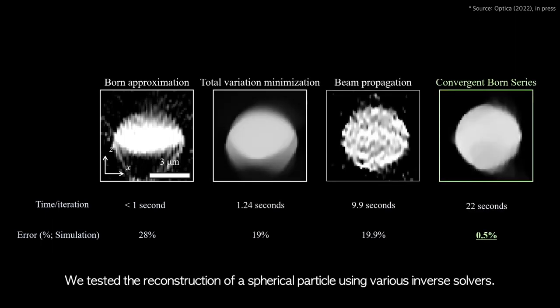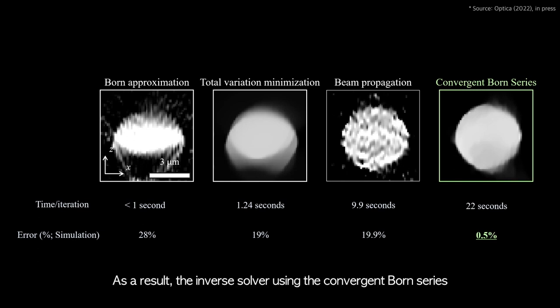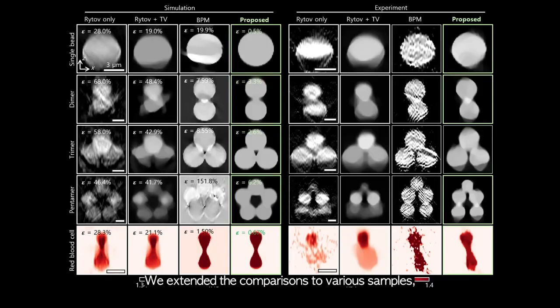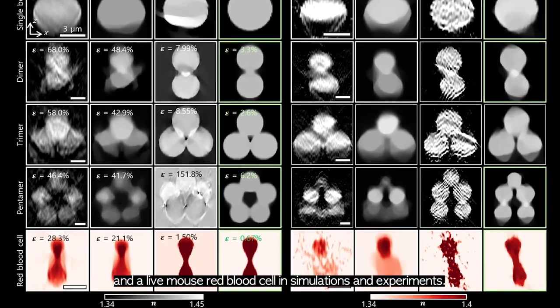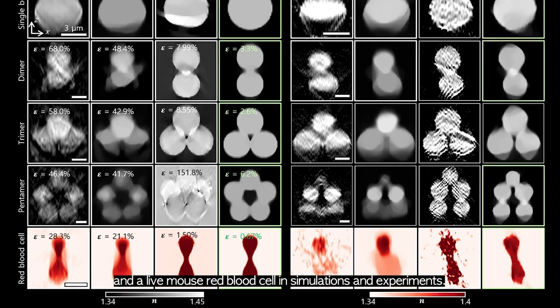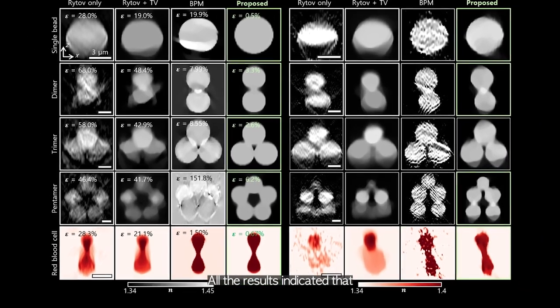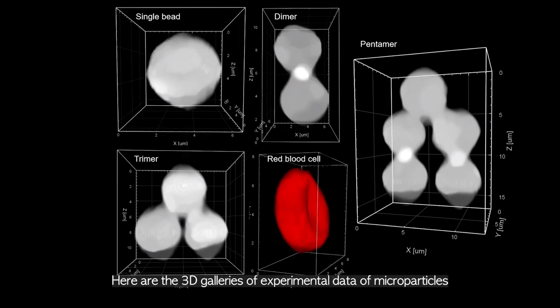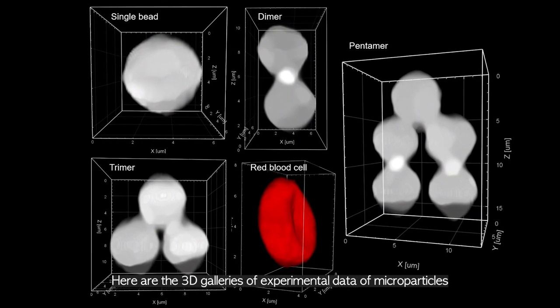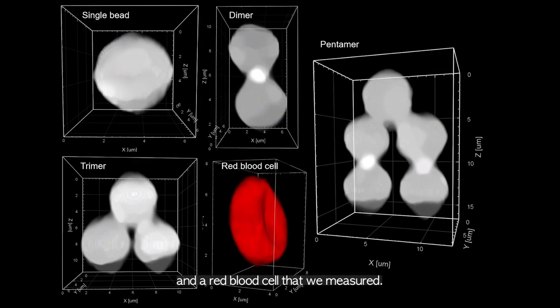We tested the reconstruction of a spherical particle using various inverse solvers. As a result, the inverse solver using the Convergent Born series provided significantly improved reconstruction performance at the expense of affordably longer computation time. We extended the comparisons to variable samples, including multiple colloid microparticles and a live mouse red blood cell in simulations and experiments. All the results indicated that our proposed method showed the best reconstruction performances. Here are the 3D galleries of experimental data of microparticles and the red blood cell that we measured.